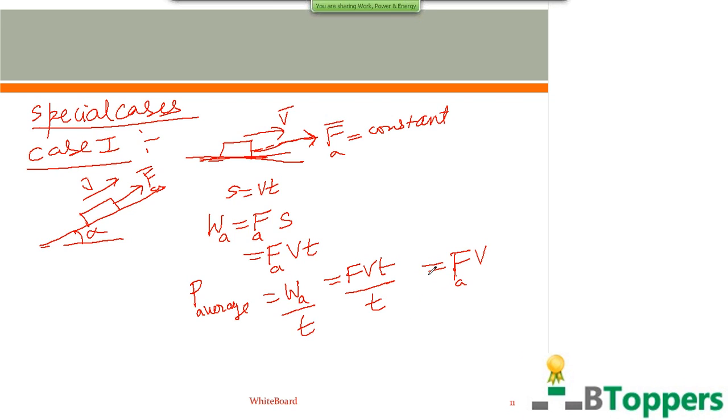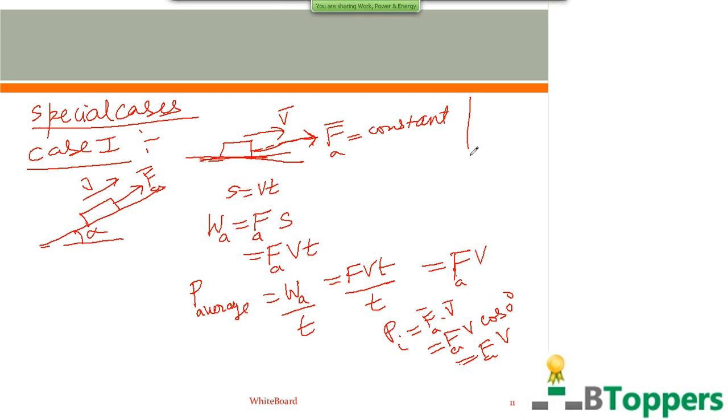So if the force F_A bar applied by the agent to the body acts in the direction of the motion and the body moves with uniform velocity, the power delivered by the agent you can write as F_A into V. Of course, you can also arrive at this conclusion by the direct formula for instantaneous power, F_A bar dot V bar. Here the angle between F_A bar and V bar is 0 degrees. So you get F_A into V. So the instantaneous power will be the same as the average power in this case.